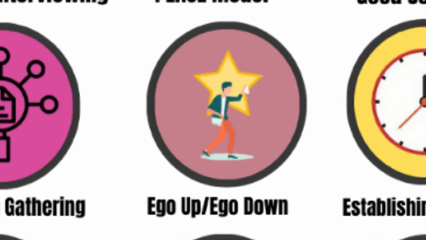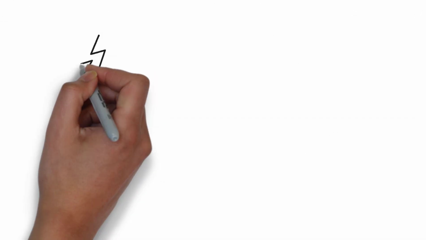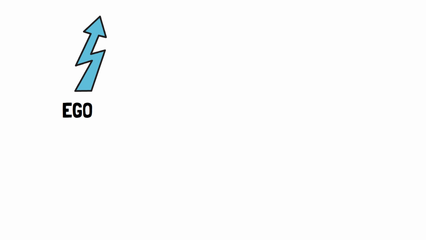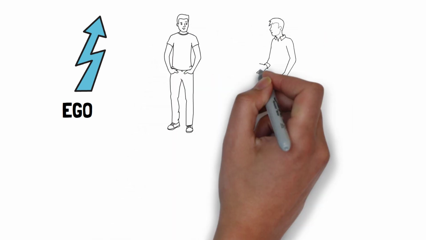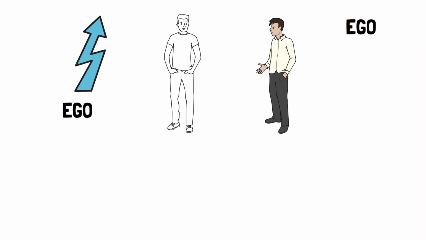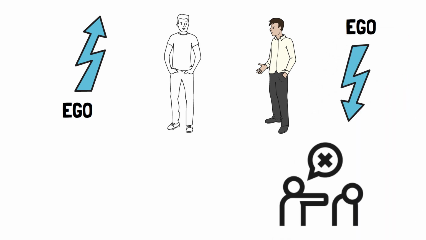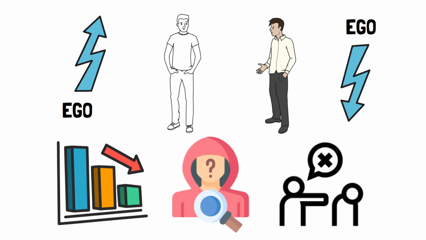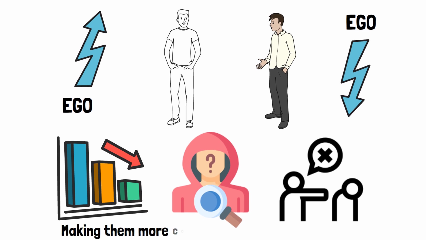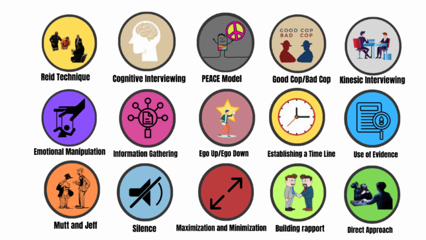Ego up, ego down. Ego up involves flattering the suspect to boost their self-esteem, making them more willing to talk. Ego down involves criticizing or belittling the suspect to lower their self-esteem, making them more compliant and likely to confess.